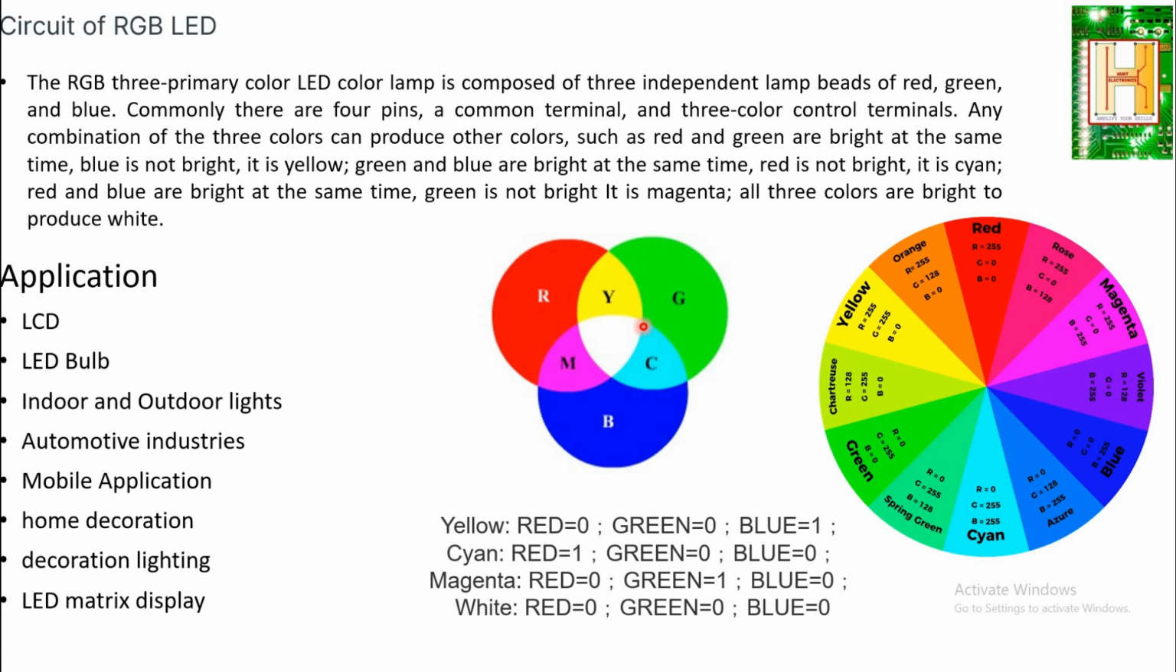So there are typical applications for this. LEDs are nowadays used as LED and LCD in televisions, LED bulbs, indoor and outdoor lights, and automobiles, for your vehicles, for indicators, and for headlights or backlights. It is used for decorations. There are display matrices. So nowadays you are even getting OLED displays and many more.